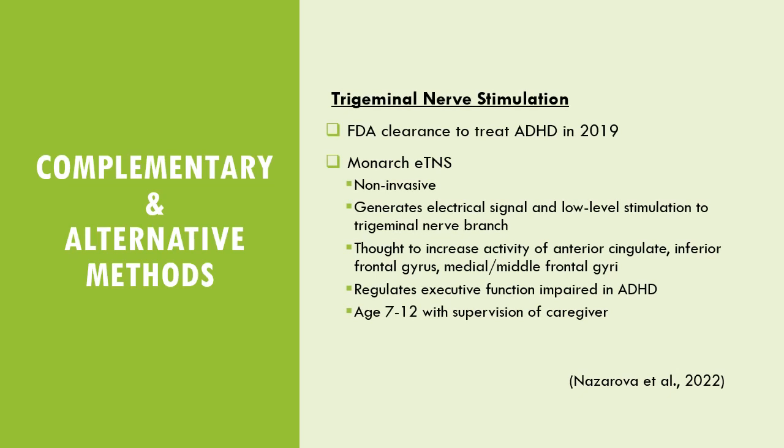Again, these slides are not all inclusive of all the treatment modalities for ADHD. However, one complementary or alternative method is trigeminal nerve stimulation, which actually gained FDA clearance in 2019. The process is non-invasive and is performed on children 7 to 12 years old, but only with the supervision of a caregiver. The device does generate an electrical signal, and it has low-level stimulation to the trigeminal nerve branch. It's thought to increase activity in certain portions of the brain and has been shown to regulate the executive function that is impaired in ADHD.